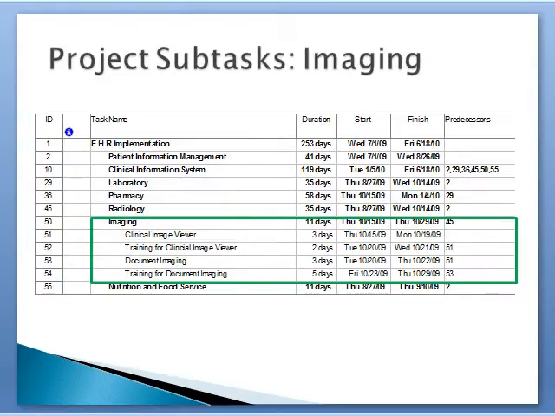The sixth task is imaging, as you see here with the 2 subtasks of clinical image viewer and document imaging, as well as the training for each. The imaging task is expected to take 11 days to complete.